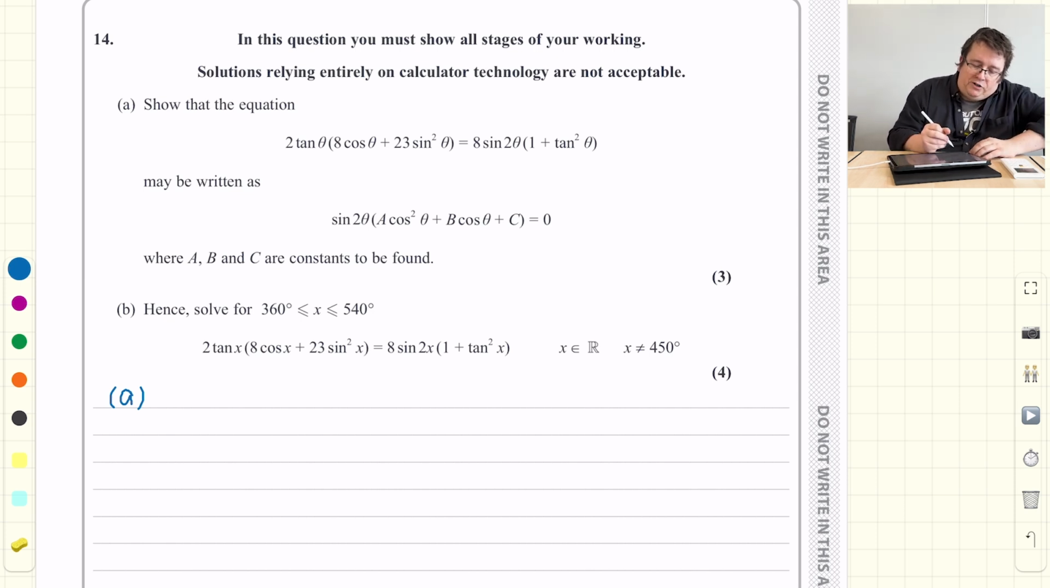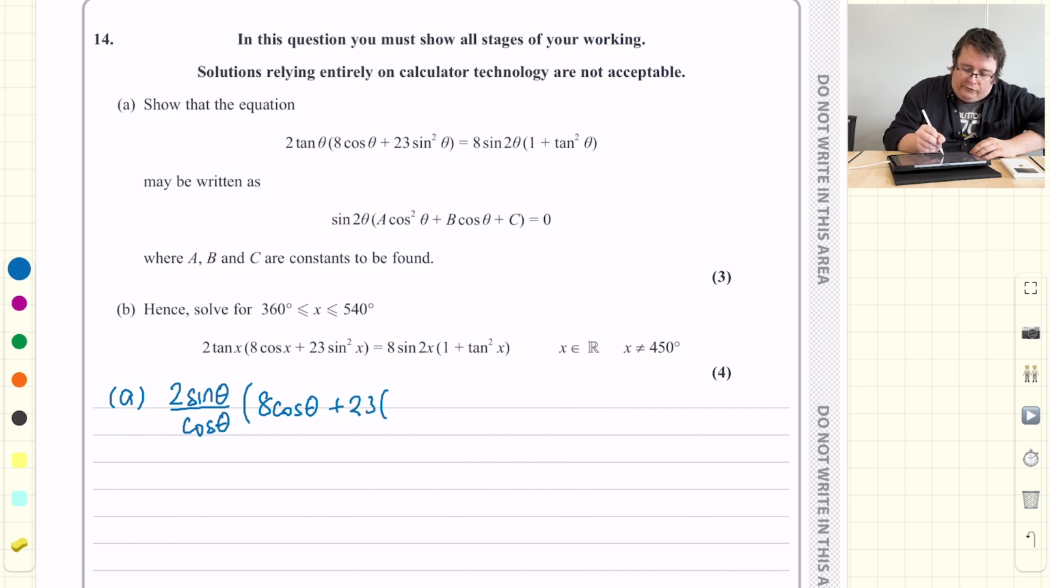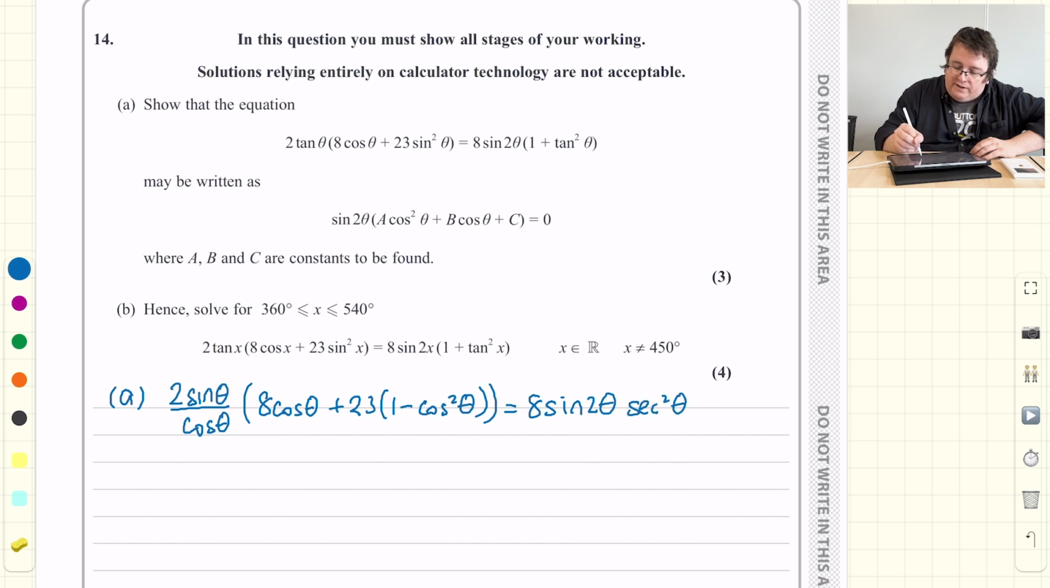So, on the left-hand side, you've got 2 tan theta. So I can write that as 2 sine theta over cosine theta. Open up a bracket, 8 cosine theta, and the 23 sine squared I can replace with 23 lots of 1 minus cosine squared, because sine squared plus cos squared is 1. And leave the sine 2 theta as it is. And the 1 plus tan squared is sec squared. That's one of the trig identities that you need to know. Okay? Right, now, sec squared, of course, is 1 over cosine squared.